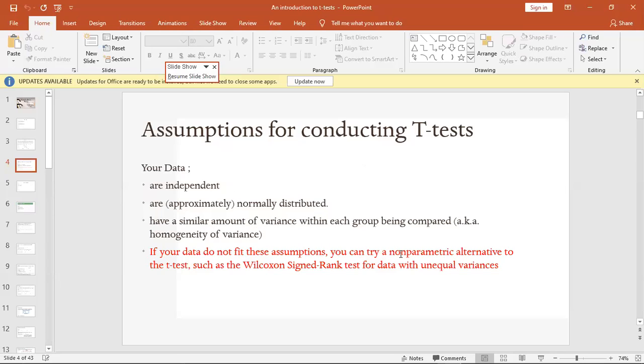Then you have to go for a non-parametric test, right? If your data don't behave normally, you have to go for a non-parametric test. The equivalent of the t-test in non-parametric we call Wilcoxon signed rank test. Just keep the name in your mind. And always before running the t-test, you need to check whether your data are independent, whether they are normally distributed, and the variance of all the data should be equal in both groups, both samples you used, right?